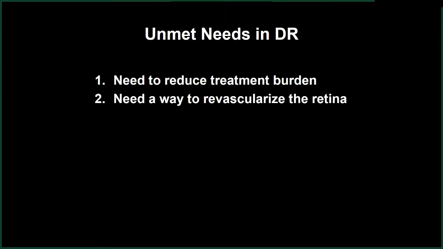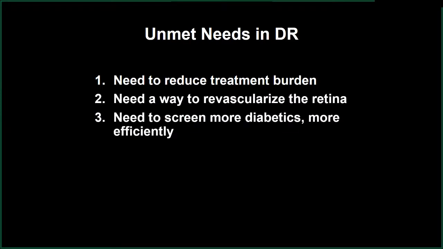We need a way to revascularize the retina. So I showed you some pictures of ischemic retina, and we can't reverse ischemia. We need a way to reverse it. We need a way to revascularize the retina the same way diabetics can get CABGs or coronary stents for coronary artery disease. We don't have that, beyond our capability at the moment. And one that I think you all know all about, we need to screen diabetics. We need to screen more of them more efficiently, and it's a big problem, even in a wealthy country like the United States.